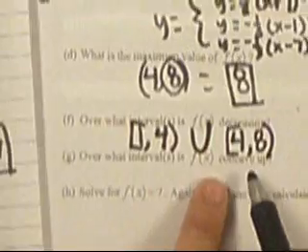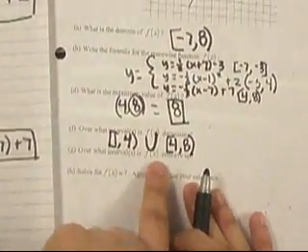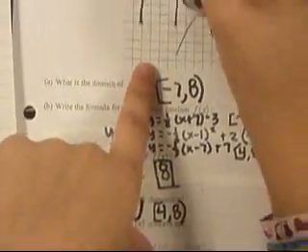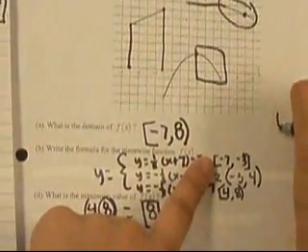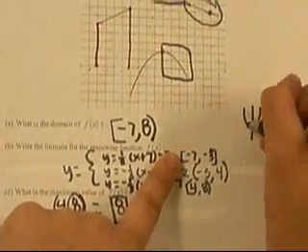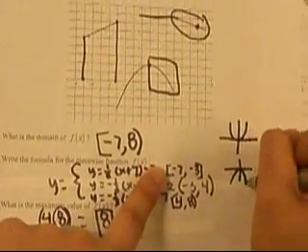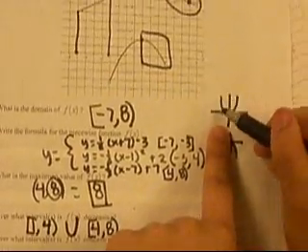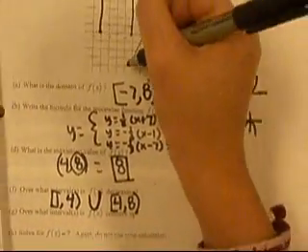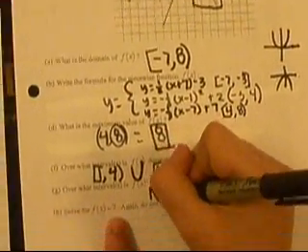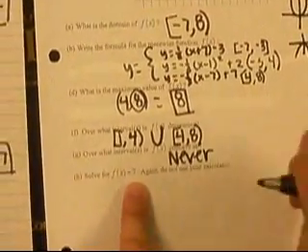Over what intervals is f of x concave up? It would never be. Concave up would just be when your parabola is going this way instead of this way, so your curve would be going upwards. As you can see, this parabola is going down and it's never going to be going up. So your answer for this would be never.